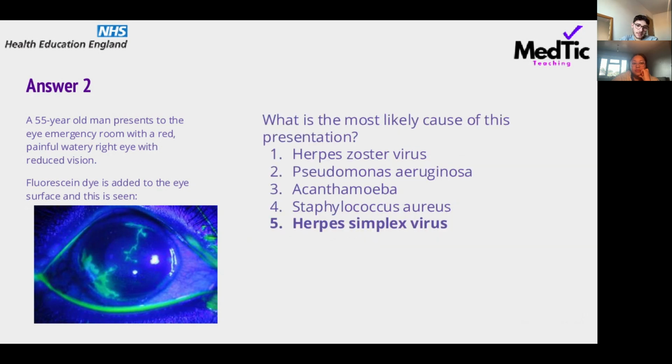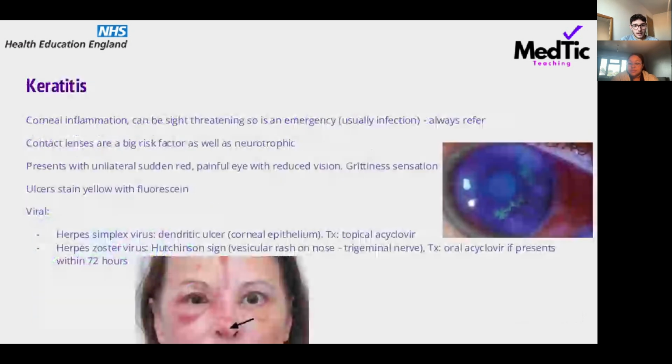Herpes simplex virus. So this is a presentation of keratitis. We have the acute red eye that's painful, with reduced vision as well. All 5 of those options are causes of infective keratitis. However, the dendritic ulcer, which we see there in the cornea, is indicative of herpes simplex virus.